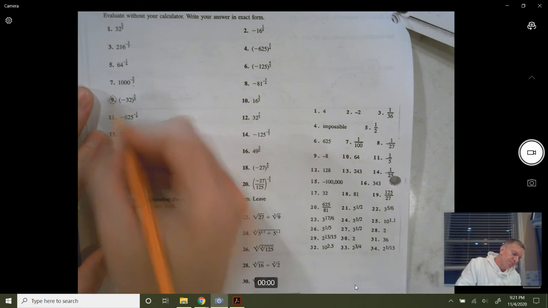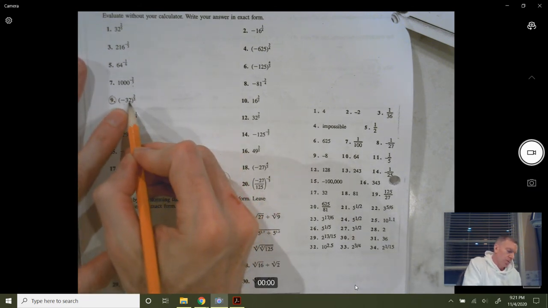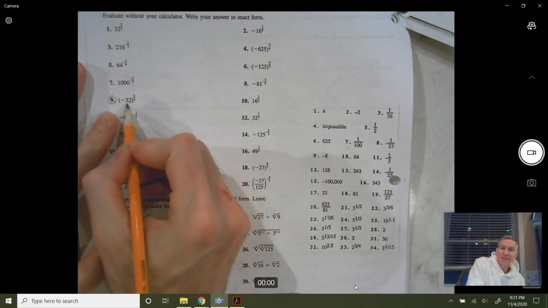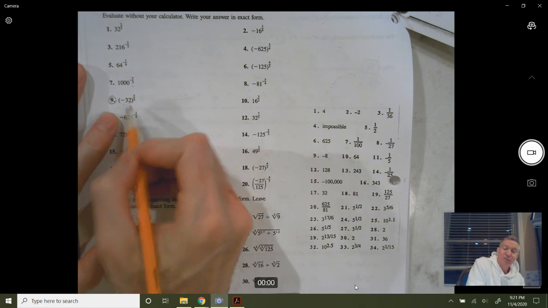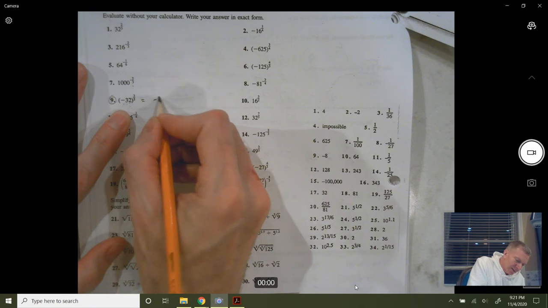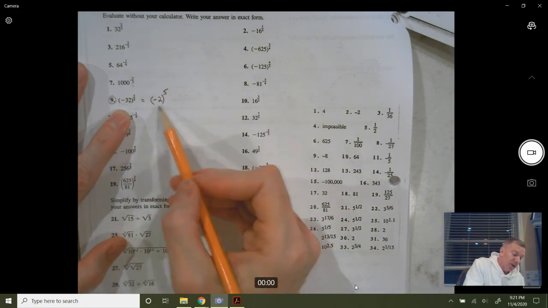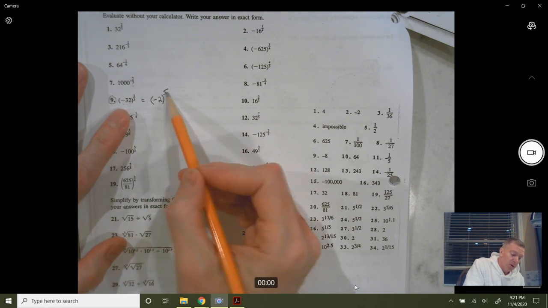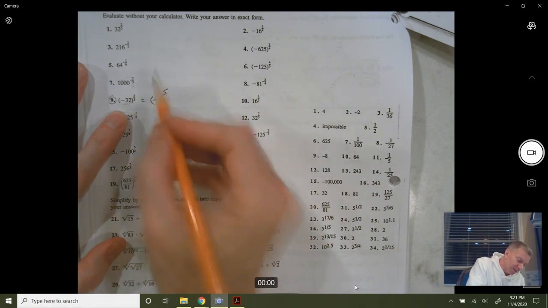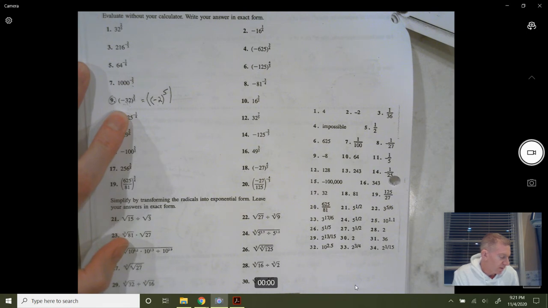Let's do number 9. Okay, negative 32 raised to the 3/5. Now notice the negative 32 is in parentheses. Can we rewrite negative 32 as a power with a smaller base? Well, we can. Negative 2 to the 5th. Remember, we can't write something with an even power becoming negative, but something with an odd power can become negative. This works out nicely because then we raise that to the 3/5.